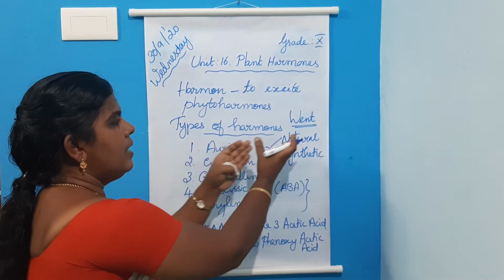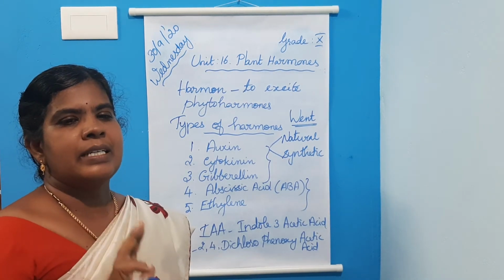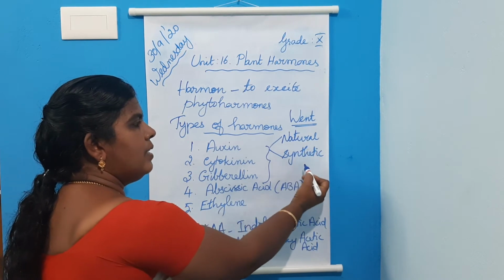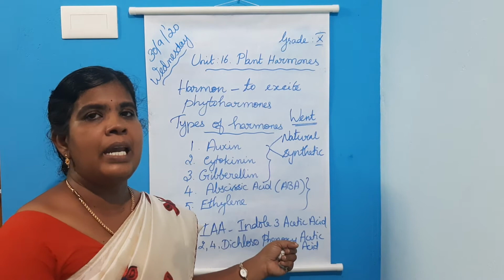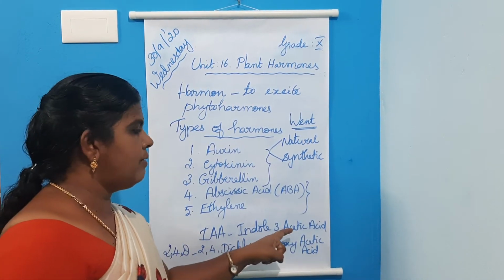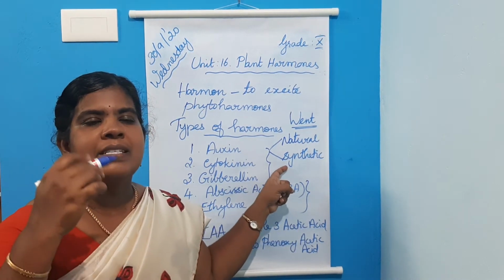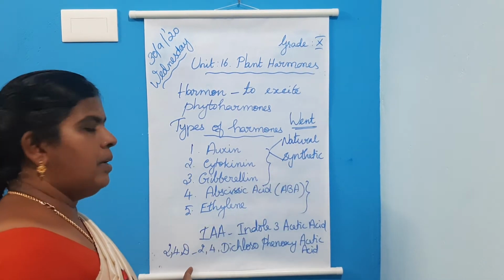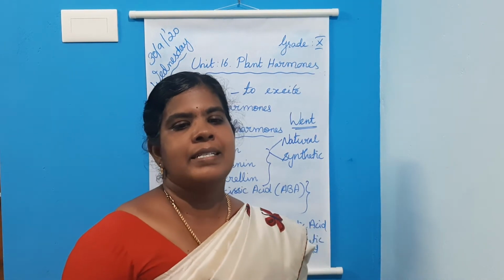Types of auxin: natural and synthetic auxin. Auxins are broadly classified into 2 types. What are they? Natural auxin and synthetic auxin. Natural auxins are produced naturally by plants. Example, IAA, that is indole 3-acetic acid. Then synthetic auxin, an artificially synthesized auxin. Example, 2,4-D, 2,4-dichlorophenoxy acetic acid.